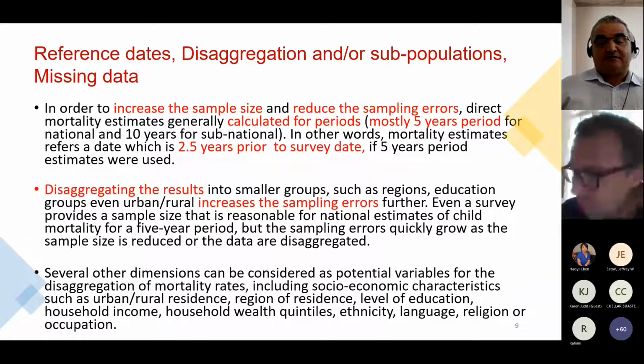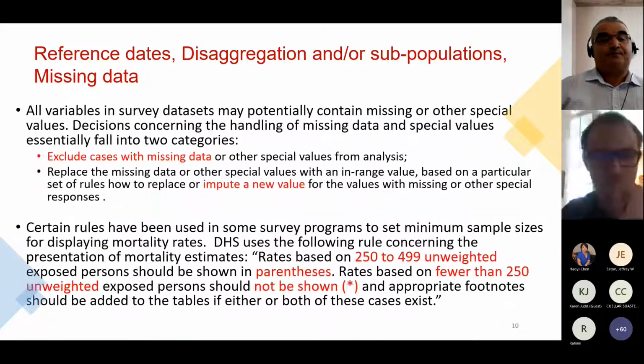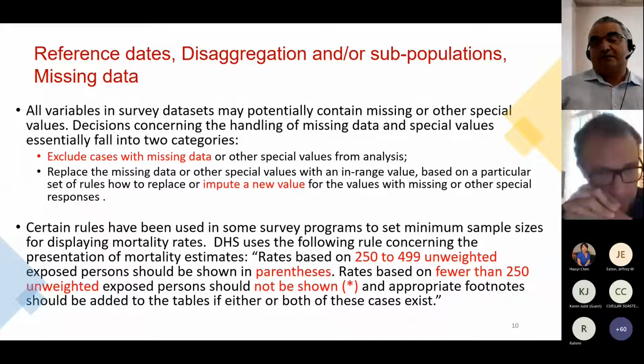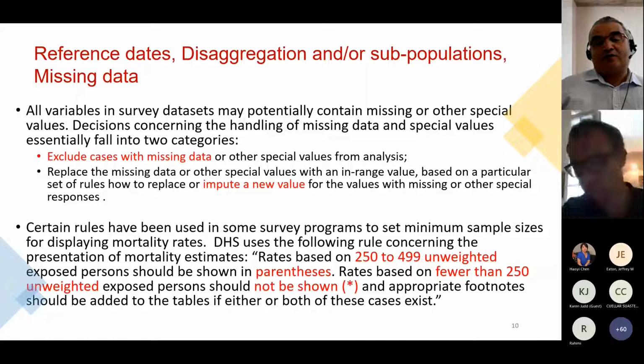For these disaggregated classes, like socioeconomic characteristics, urban, rural, region of residence, education, income, wealth quintile, ethnicity, we should be aware that the sampling errors are increasing, and we should use the figures carefully. And of course, as with many indicators, we also have some issues with missing data. We need to collect some specific, mostly date-related information, so we also need to handle the missing data. We either exclude the cases with missing data, or we apply some imputation models or processes to take care of this. Why I'm telling this is that it is becoming more and more challenging.